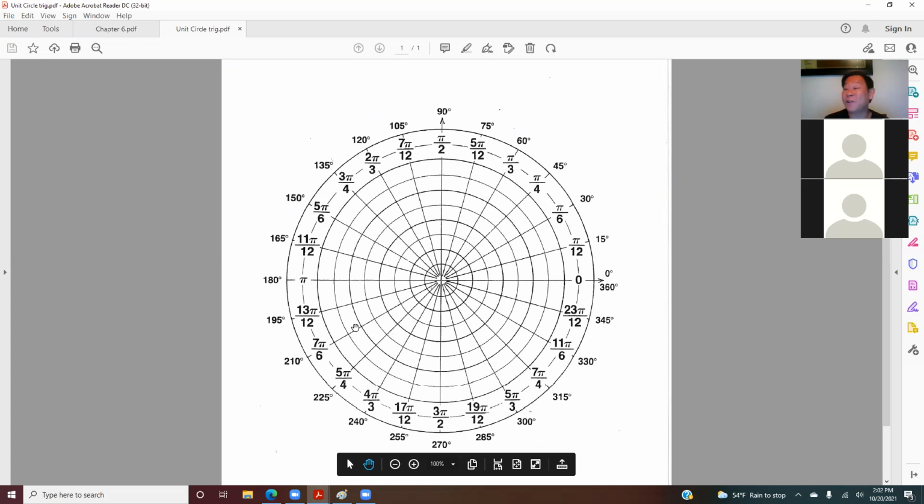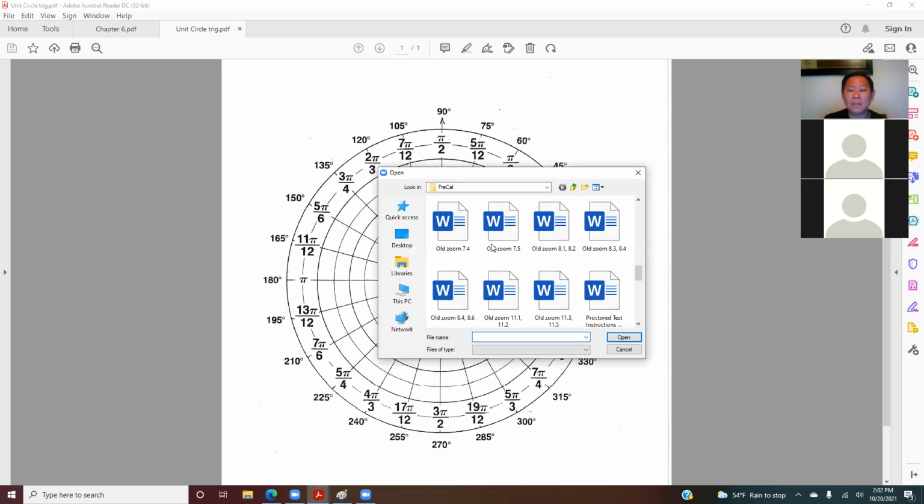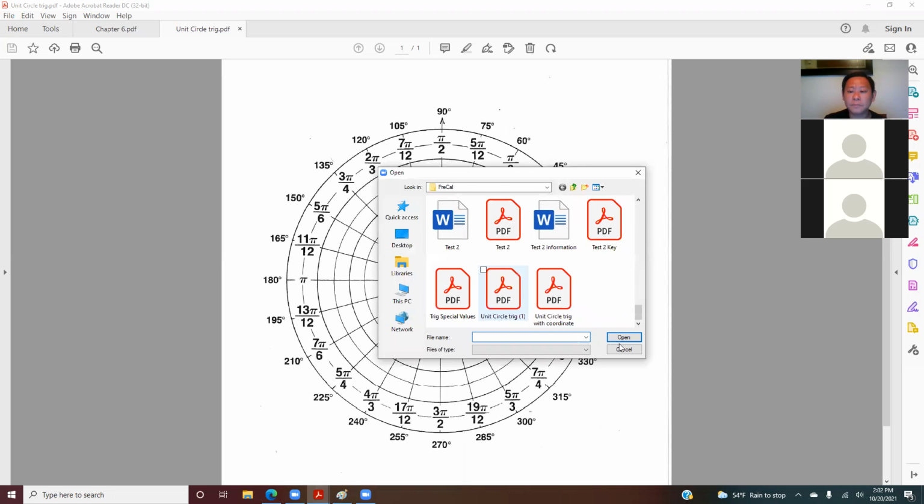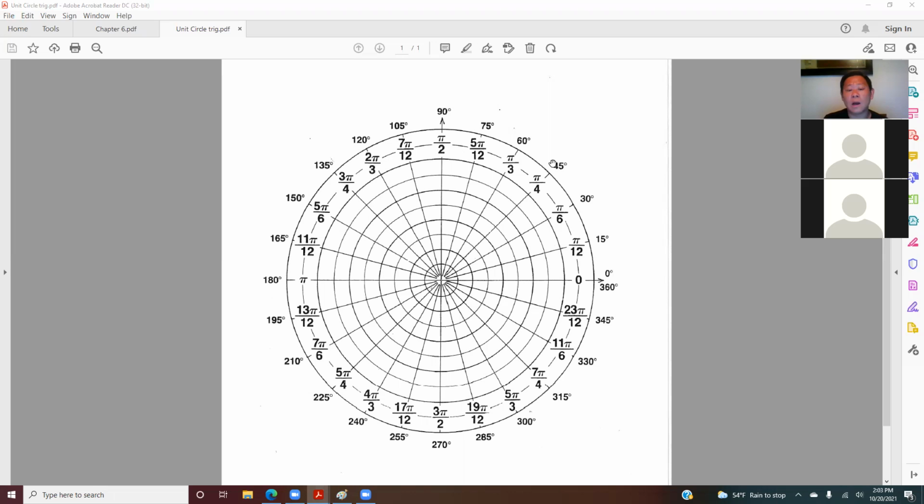Today, I will teach you how to fill in this unit circle. And same thing happens in the test. It's going to be blank like this, so you have to begin to fill it in on your own. So it's very important. If you do not have it, I will put this in the chat. Do you guys have it? If you don't have it, please print this out from the chat room. I just put this unit circle trig in there. It's the same thing as this. So if you don't have it, please print it out.